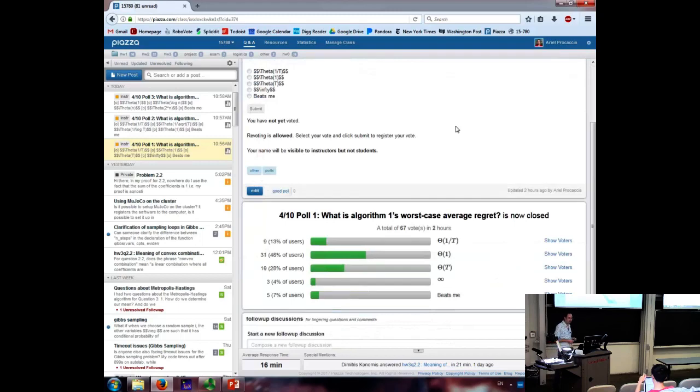Okay, quite nice. So almost half of you chose the right answer, which is theta of 1. I think maybe some of the people who chose theta of t are confused by the average versus the total regret. So let's just talk about this a bit. What would be a strategy for the adversary that would cause us to have theta of 1 average regret per round?